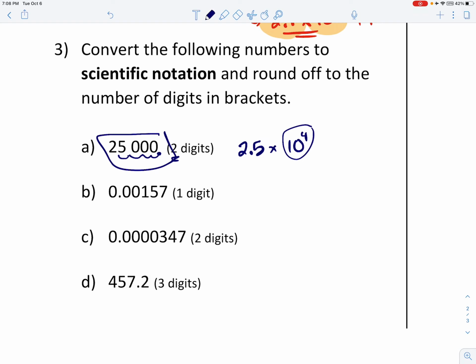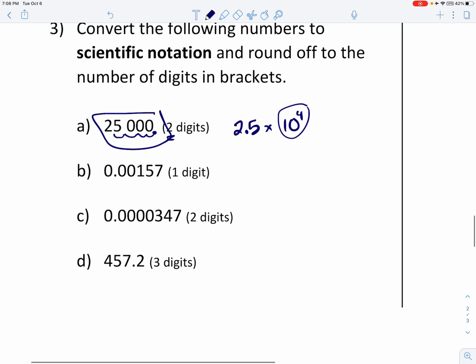Okay? When the power of 10 is positive, 10 to the positive 4, the number is a big number. If the power of 10 has a negative exponent, 10 to the negative 4, then the number is a small number, less than 1. So for part B, I can tell right away it's a number less than 1. It will have a negative exponent when I write it in scientific notation. The decimal is over here on the left.